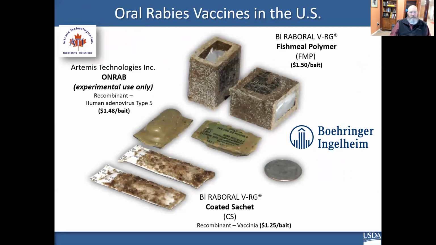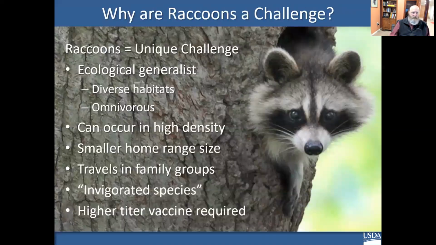Currently, there are 3 products and 2 vaccines available in the United States. The primary vaccine that we use is Rabies VRG. It comes in 2 forms, the coated sachet and the fish meal polymer, and the coated sachet is the primary vaccine bait that we're using. We've also been experimenting since 2011 with a vaccine called ONRAB, produced by Artemis Technologies Inc. in Canada. And I'll talk a little bit more about that.